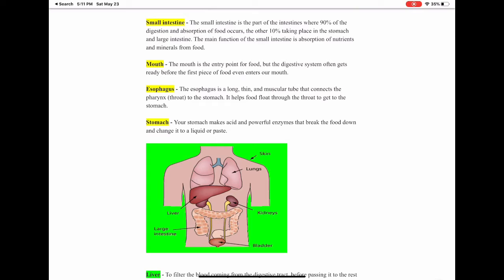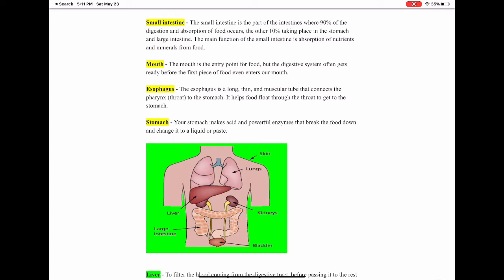So the next part is the mouth, which is the entry point for food. But the digestive system often gets ready before the piece of food enters your mouth. So before you even open your mouth, the digestive system is ready for the food to come in and ready for all the functions to happen in your body.